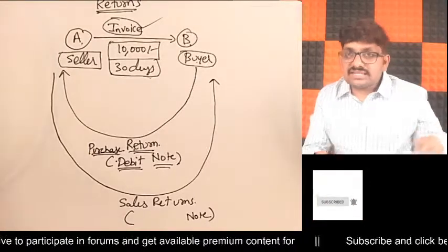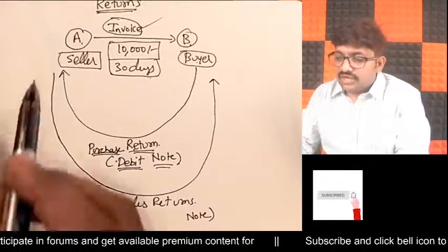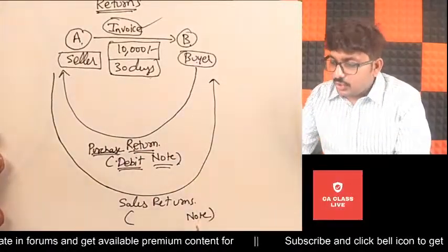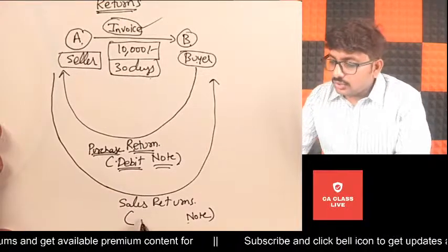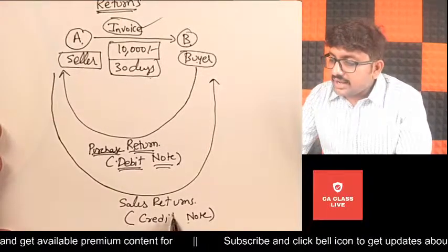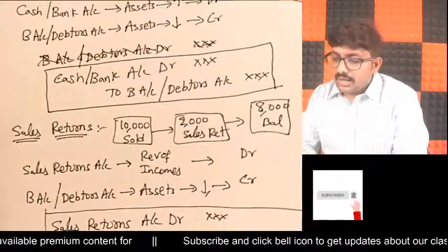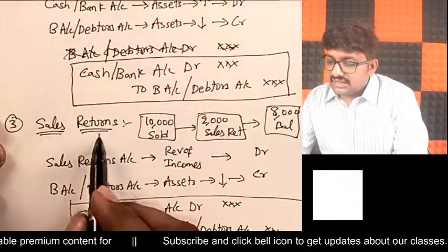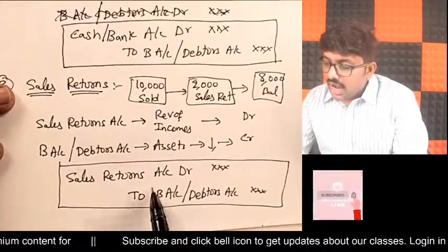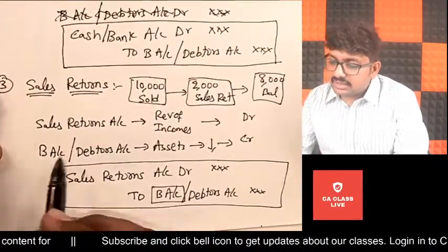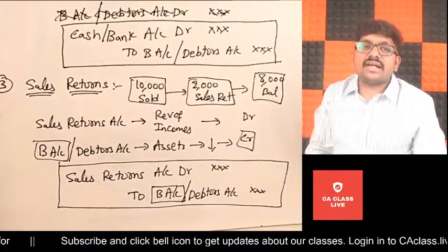Understanding, friends? Similarly, A has to confirm that. For confirmation, he will also give a note to confirm the same. What will he issue? Obviously he will issue a credit note. Why will he issue a credit note? Very simple, because if you see in the books of seller at the time of sales returns, what are you doing with B account? B's account is getting credited.